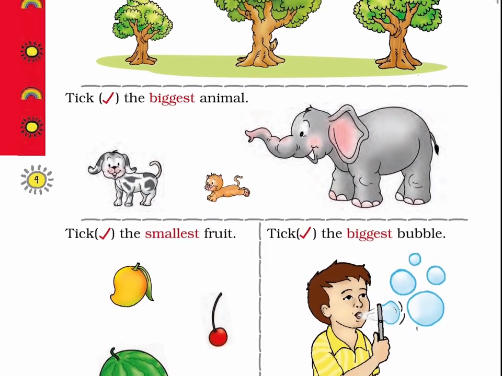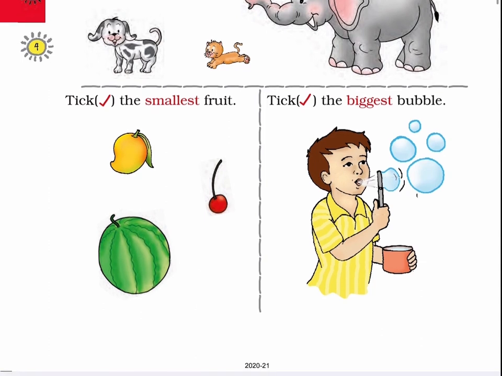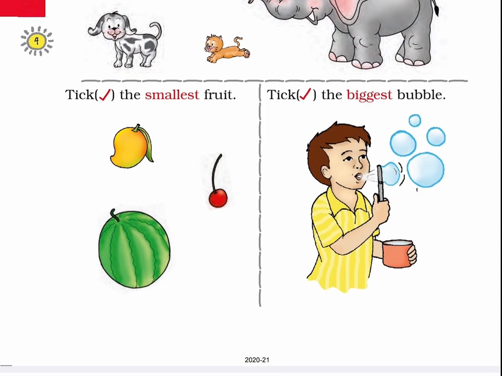Picture 3 shows a watermelon, a mango, and a cherry. Question 3. Identify and tick mark the smallest fruit. Picture 4 shows a boy blowing soap bubbles. 4 bubbles are shown. Question 4. Identify and tick mark the biggest bubble.